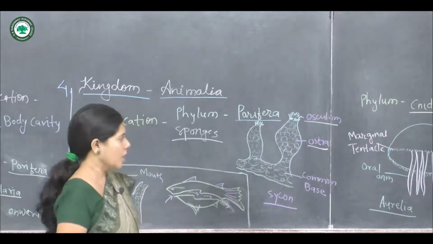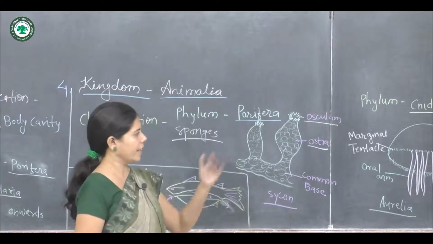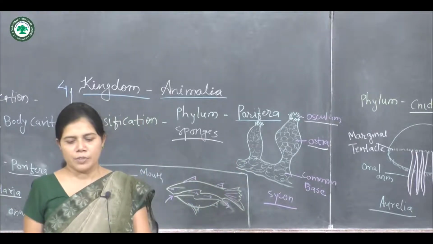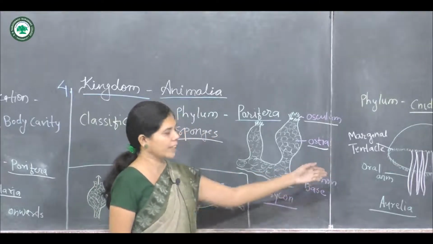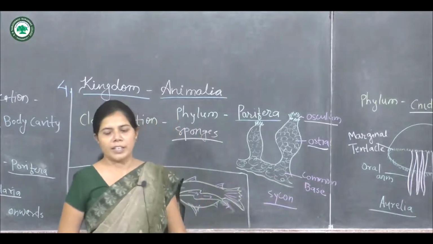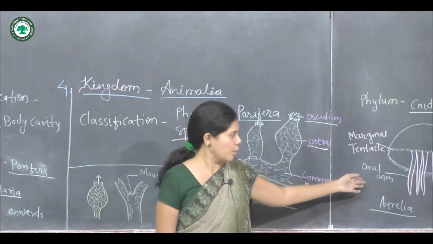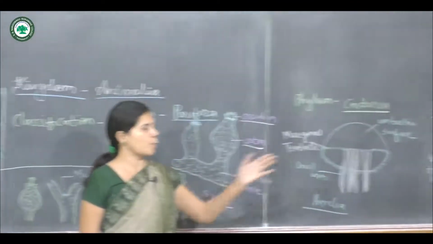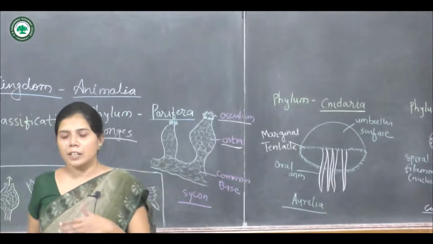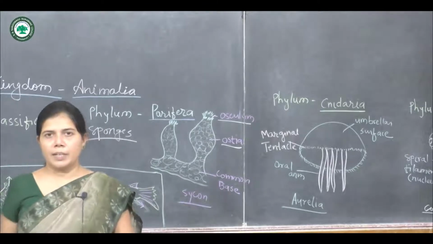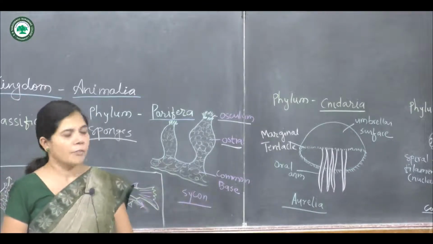Again, the second phylum is known as Cnidaria. Here the example of Cnidaria is Aurelia, known as the jellyfish. Aurelia, the jellyfish, is an example of Cnidaria. It is the second phylum of the kingdom Animalia, the second phylum in the classification.